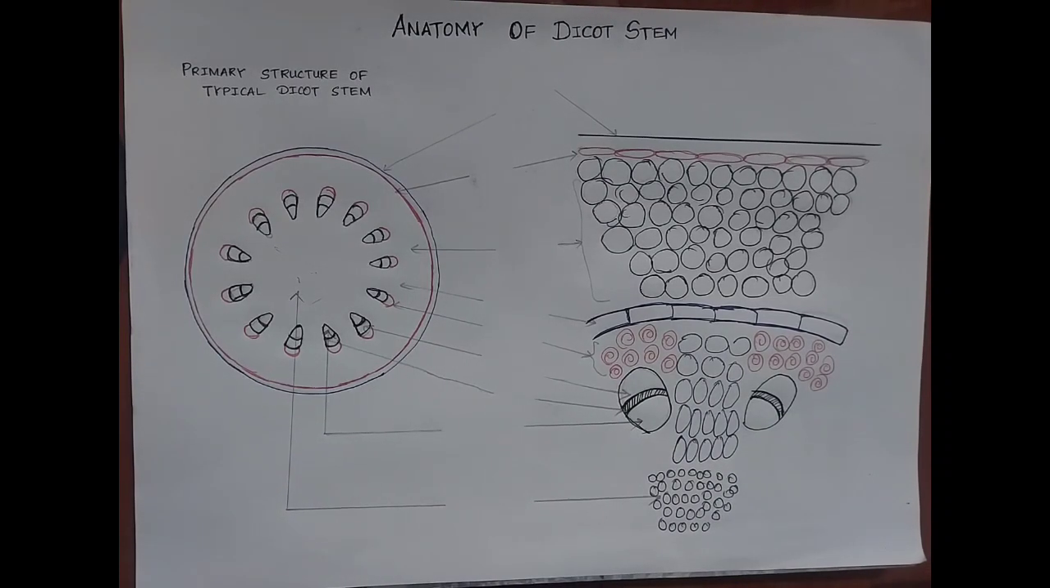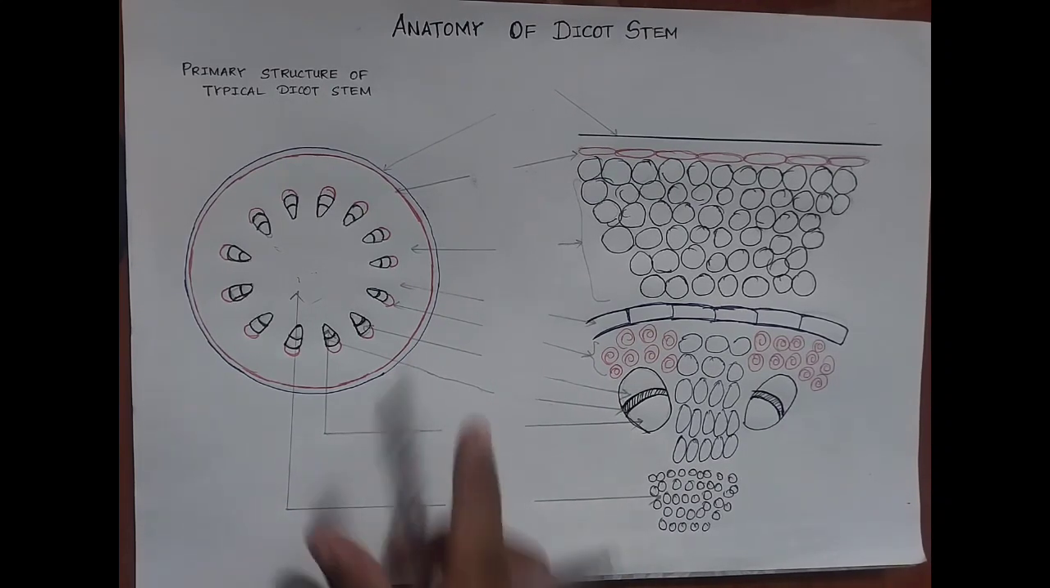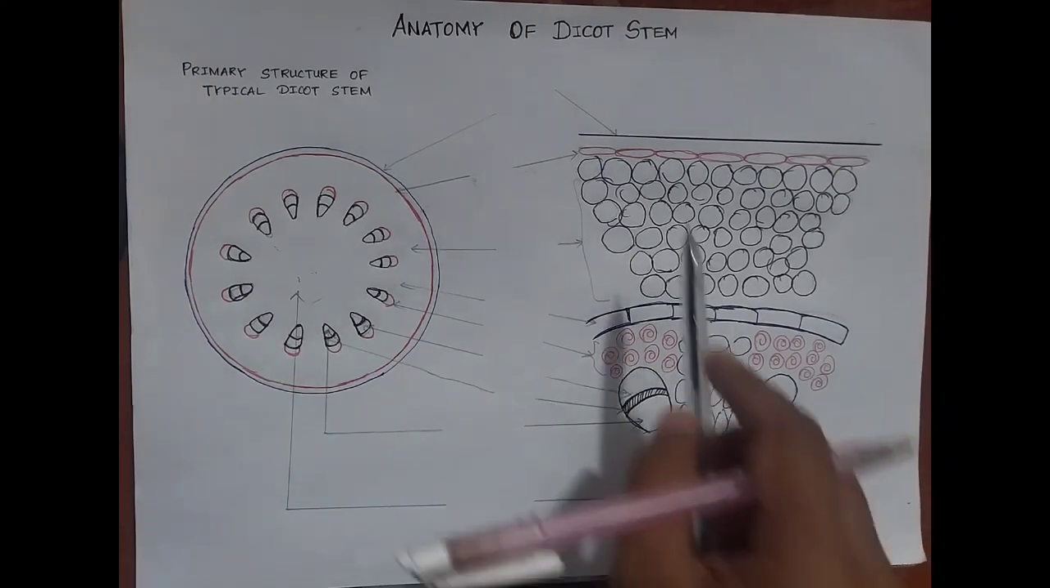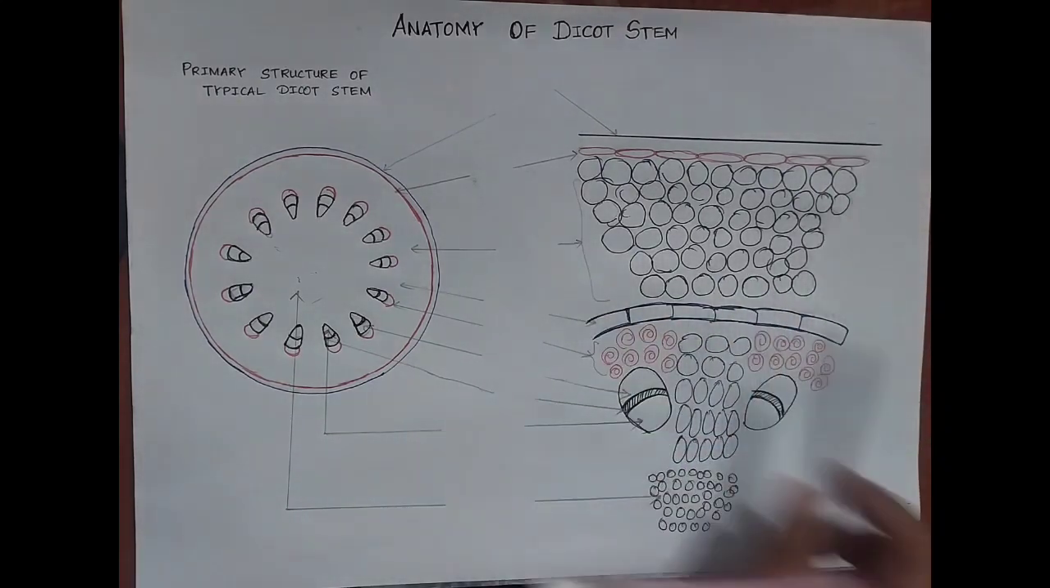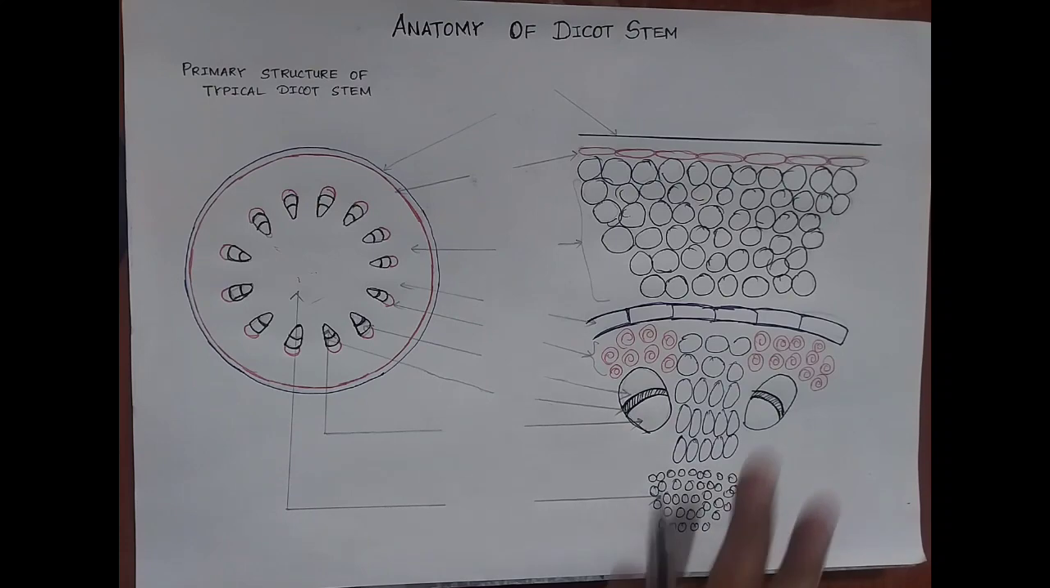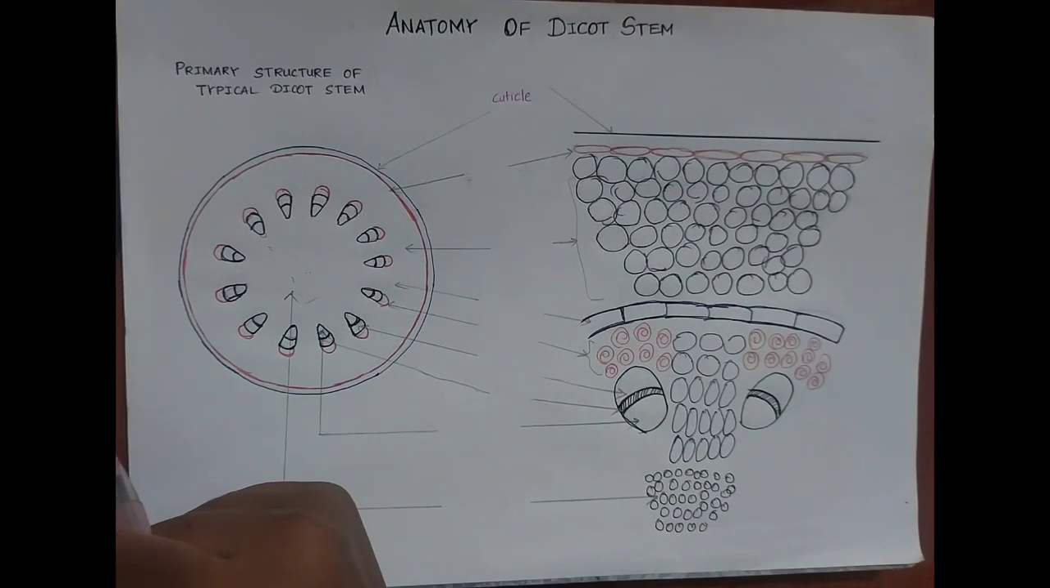So before learning the secondary growth of dicot stem, we have to know about the anatomy of dicot stem, right? I have given the cross section here and a detailed diagram of that. First we'll mark the parts of the stem piece.